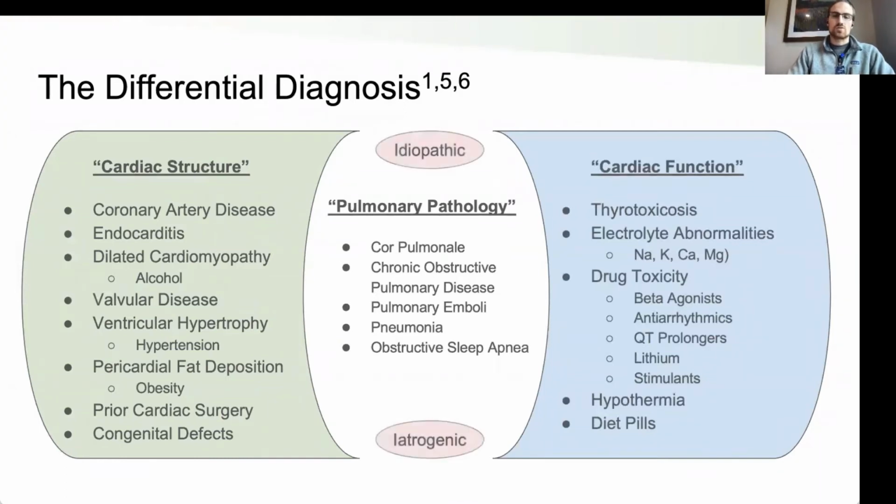Lastly, we have 2 more categories: idiopathic and iatrogenic. Idiopathic is the most frustrating of these, the one where we just don't know why it happened. Iatrogenic can be due to things that we did to a person, and that can be a myriad of factors, either through causing electrolyte abnormalities, through damaging the heart with a procedure, or giving the person inappropriate medication. There can be many causes of an iatrogenic atrial fibrillation.